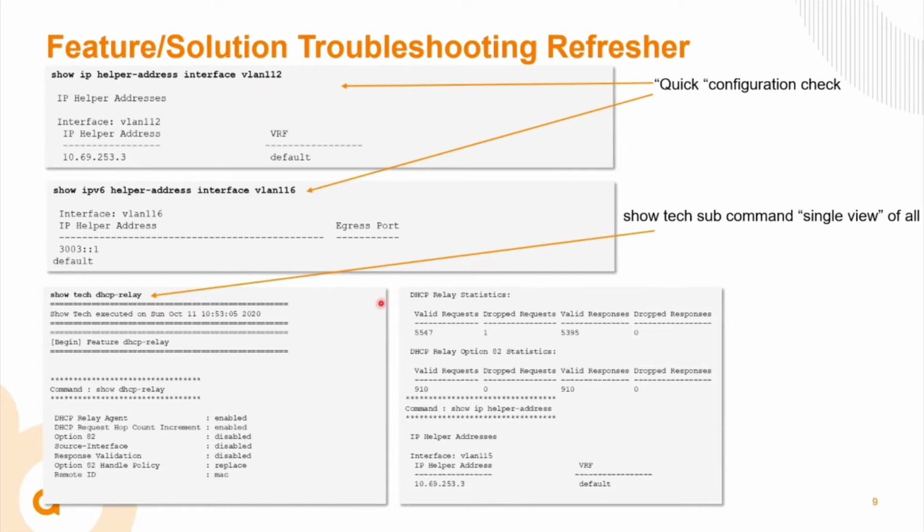So you can actually look at all of the previous commands by doing a sub command. You can do a show tech DHCP relay, and you can see all the previous commands. So you can see what I showed earlier, the enablement, what options are available, all of the statistics and all the helpers. And the good thing about this, you can see all of the helpers that are configured under all of the VLANs rather than the specific VLAN.